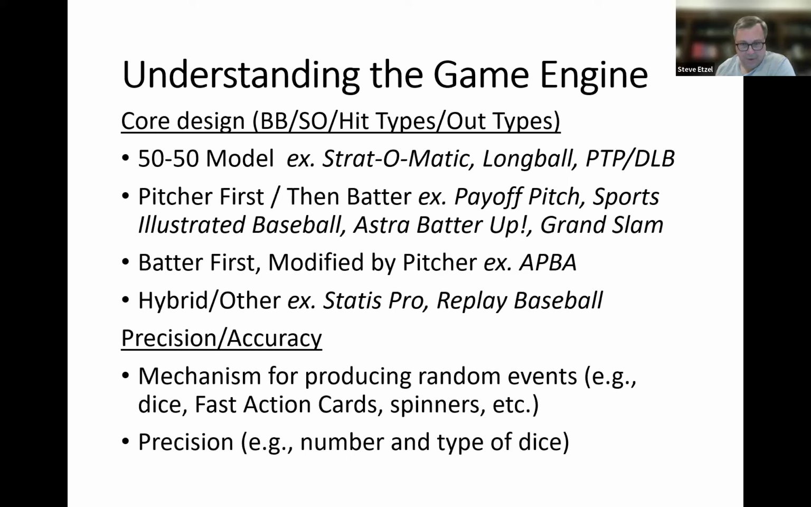I mentioned Statis Pro. I think Replay Baseball probably fits that. I alluded to this, but you really need to understand the mechanism for producing the random results or the random events. It could be dice, it could be fast action cards. Some of the old games had spinners. And then how refined can the results be given whatever mechanism you've chosen? For example, how many and what type of dice.